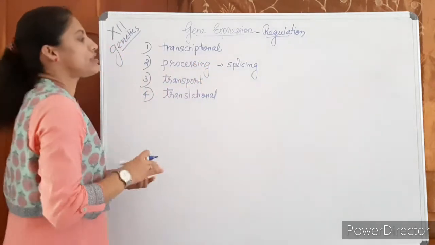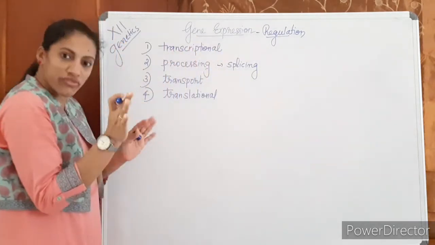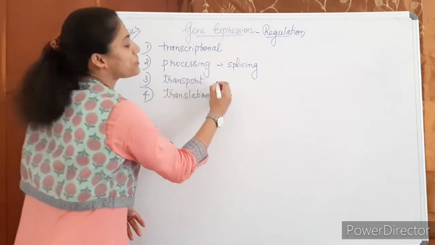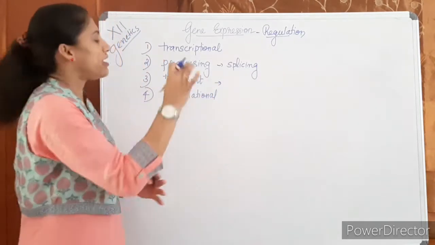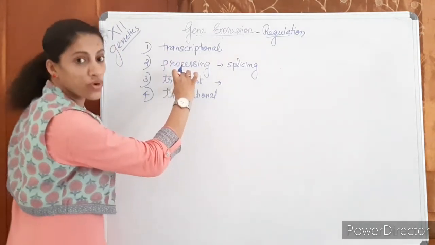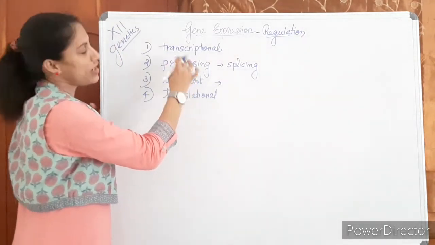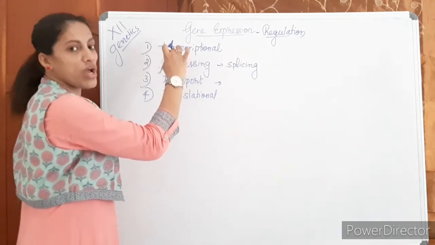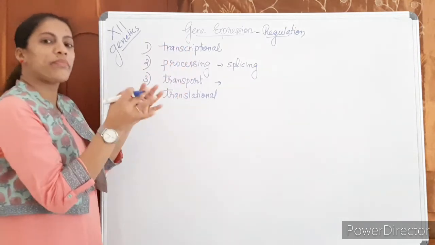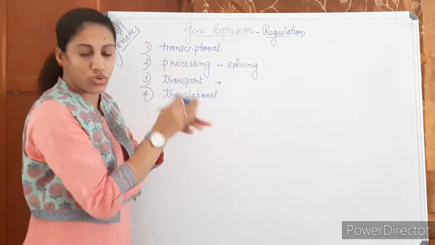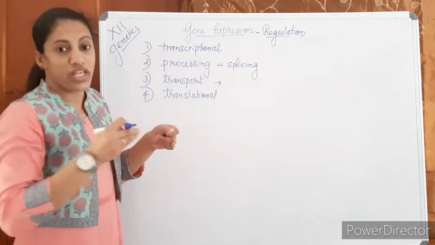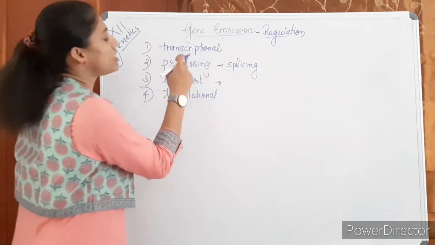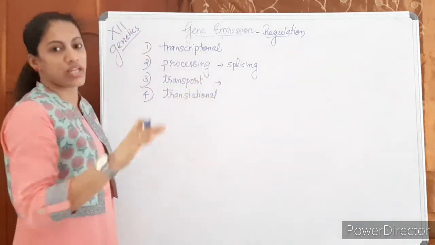In the third case, okay, these two processes might have been done, but it is transported out of the nucleus only when it is required. Therefore, we can say it is transport level regulation. Okay, transcription is over, processing is over, and all the mRNAs are processed and kept in the nucleus. And whenever it is needed, it is transported out of the nucleus. Then we call it transport level regulation.